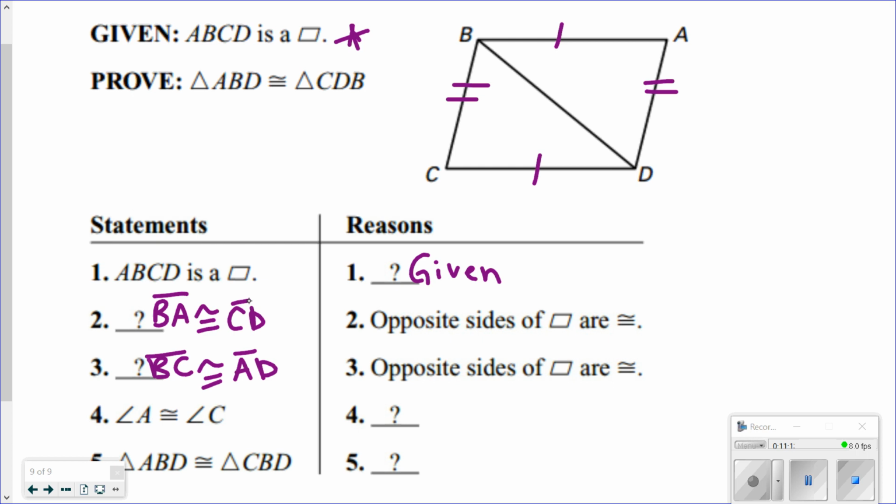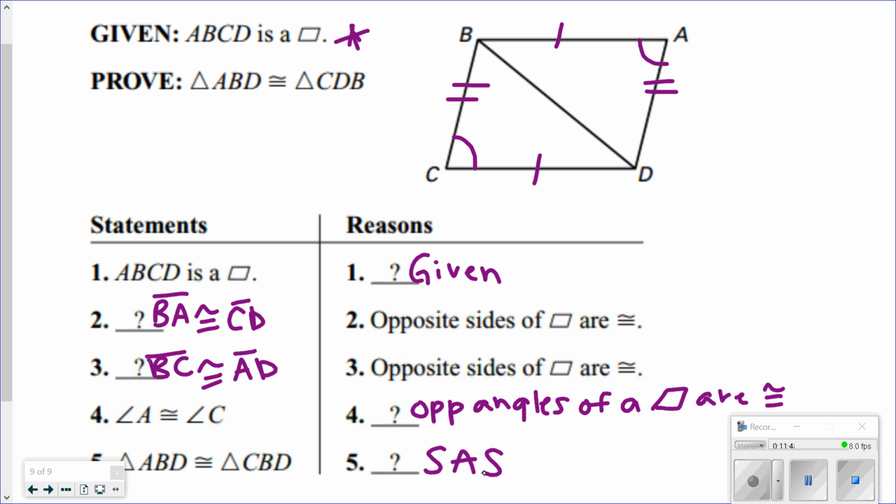Next, we know that the statement is angle A is congruent to angle C. So I'll mark that. Angle A is congruent to angle C. What's my reasoning there? Well, since this is a parallelogram, we know that the opposite angles are congruent. So now looking at my two triangles, triangle ABD and triangle CDB, we do have enough information to prove that those two triangles are congruent. Which congruence postulate is the reason? Well, it would be side, angle, side. And we've completed the proof.